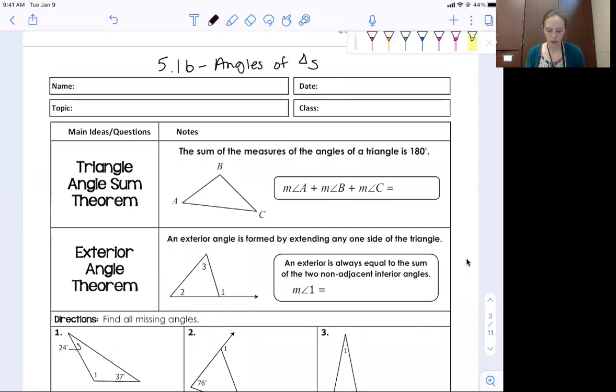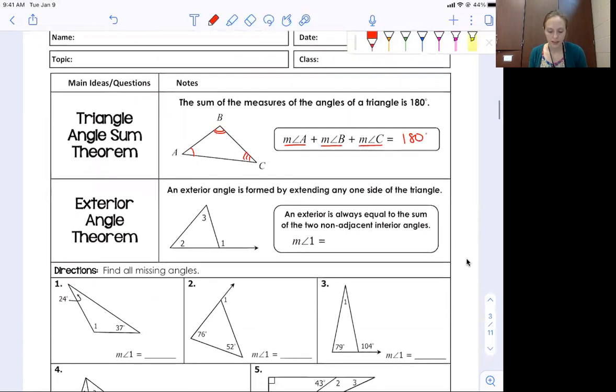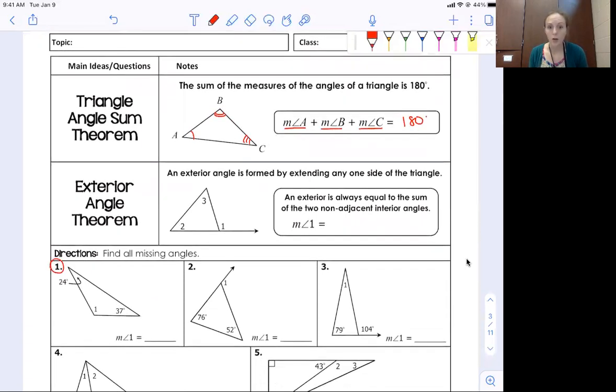So we're going to start with the triangle angle sum theorem. The triangle angle sum theorem states that the sum of the measures of the angles of a triangle is 180 degrees. So here's angle A, angle B, angle C. No matter what, if I take angle A plus angle B plus angle C, it will equal 180 degrees every time, no matter what. So for instance, I'll go down here and do example 1 real quick.